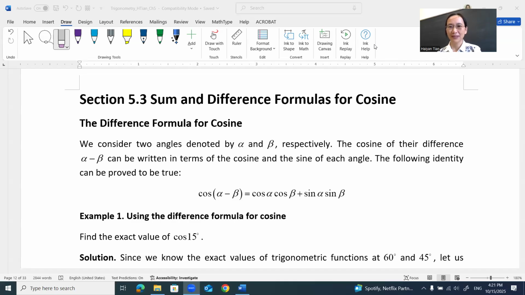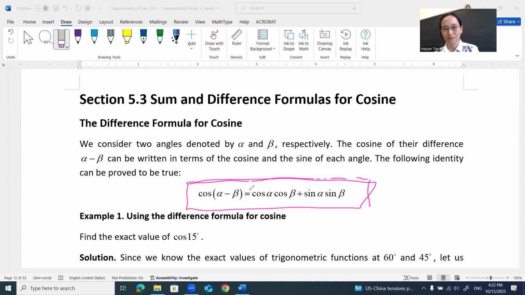Now you have seen the methods for verifying some trig identities. In this video, we will look at this identity which can be verified, but that's not the main focus of the video. I want to apply this identity. So you have to believe that this identity can be proved to be true.